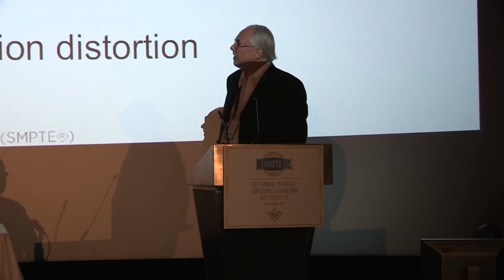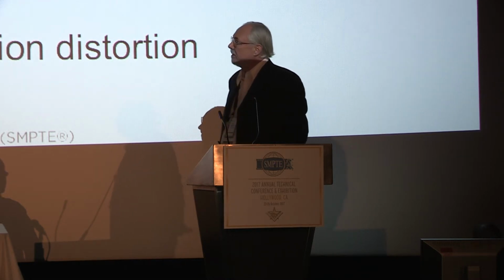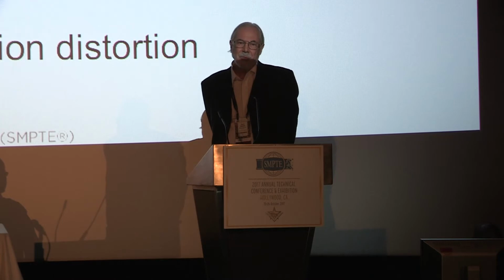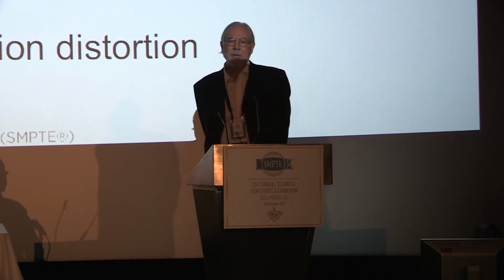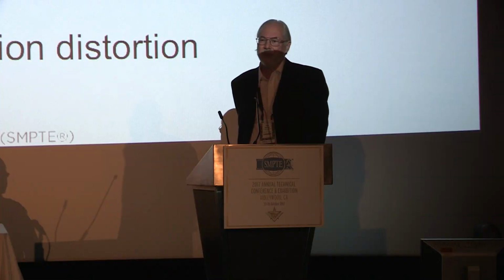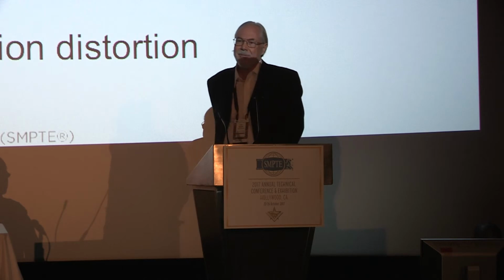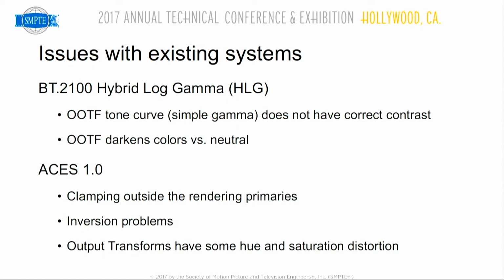But there are issues with these. The OOTF for hybrid log gamma is basically a simple gamma, and that works within certain ranges, but it is difficult to extend it. The hybrid log gamma also has the property that, with respect to neutral, it darkens all colors, mostly blue, but all colors, yellow, green, anything. So that's an unusual behavior, I think. It's not part of what systems like ACES do.